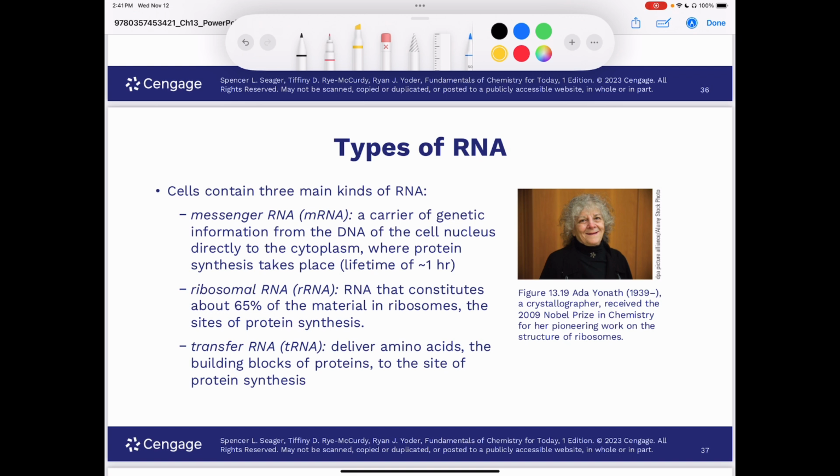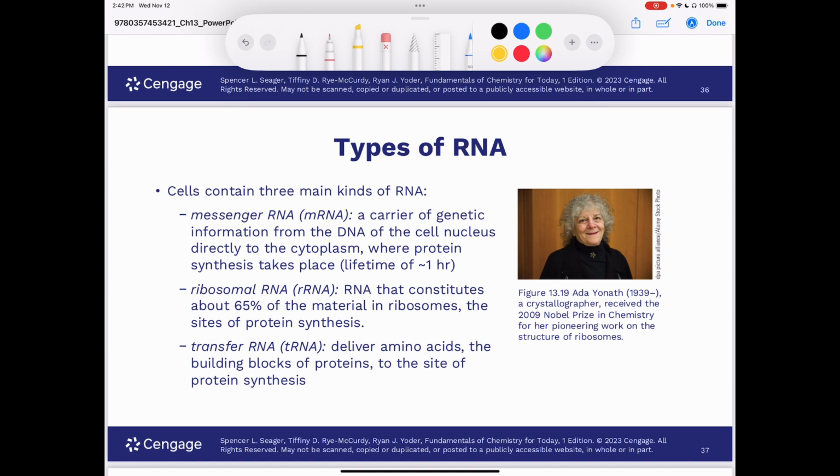RNA is distributed throughout cells. It's present in the nucleus, it's present in the cytoplasm, and in mitochondria. Cells contain three main kinds of RNA. We have messenger RNA, or mRNA, ribosomal RNA, or rRNA, and transfer RNA, or tRNA. And each of these kinds of RNA performs an important function in protein synthesis.